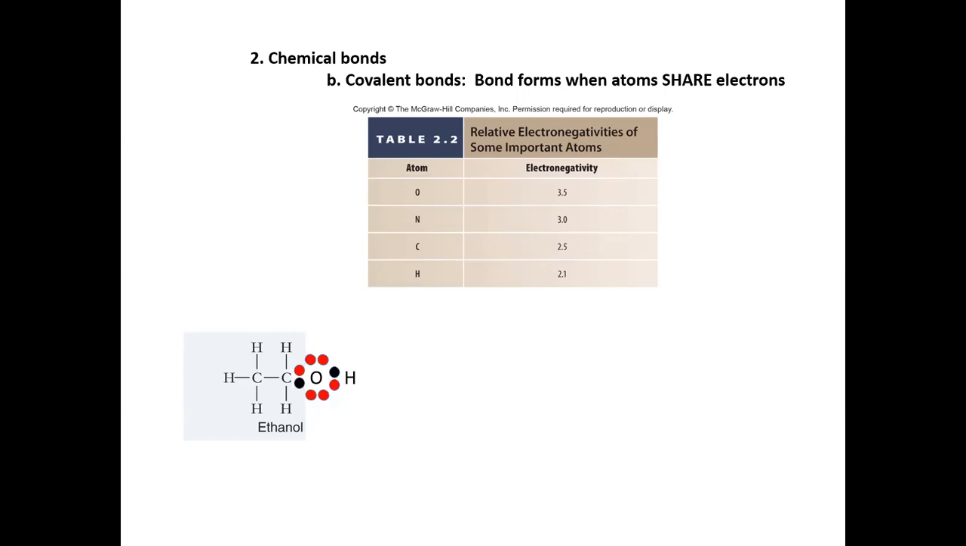Oxygen has 6 valence electrons, right? We talked about that on Friday. So I'm going to call those all red. And then this black electron, we're going to say belongs to carbon. And this black electron typically belongs to hydrogen. Okay, so these are all covalent bonds, right? Covalent bonds, sharing electrons.